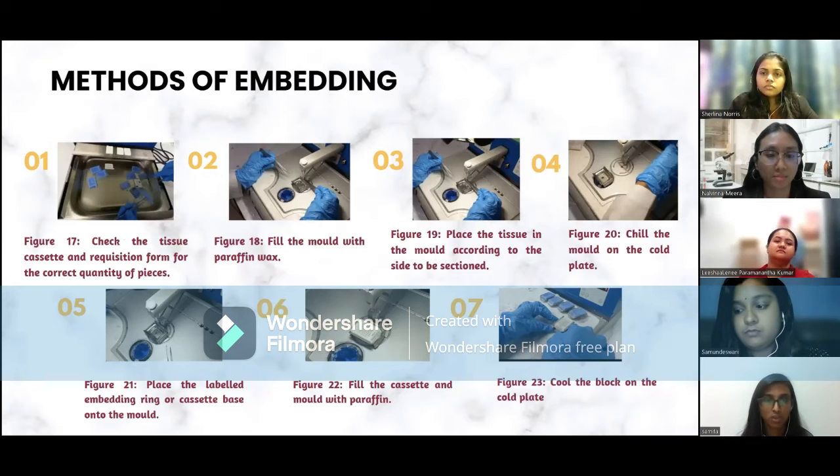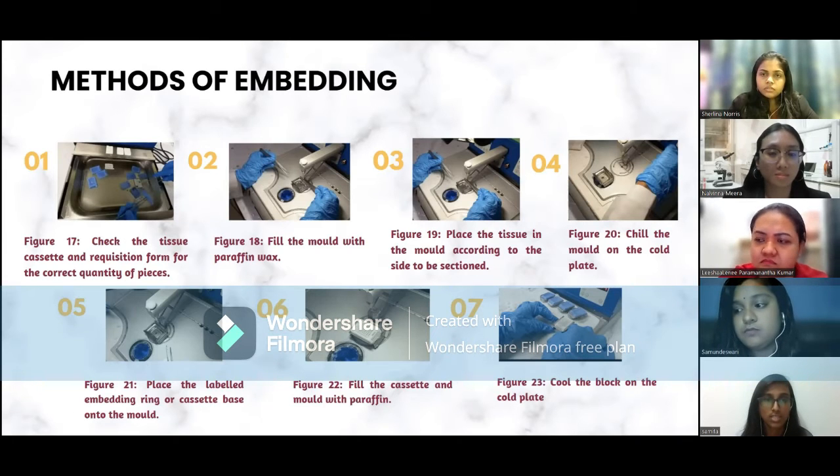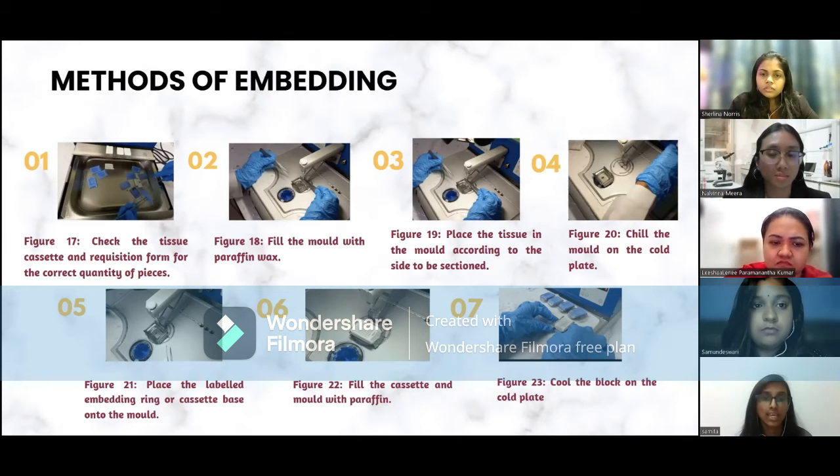As for the methods of embedding, the first step is we open the tissue cassette in order to check whether the tissue pieces are still present. The second step is we select the mold, and there should be sufficient room for the tissue with allowance for at least a 2 millimeter surrounding margin of wax. The third step is we fill the mold with paraffin wax, and then using warm forceps, we select the tissue, taking care so that it does not cool in the air at the same time.